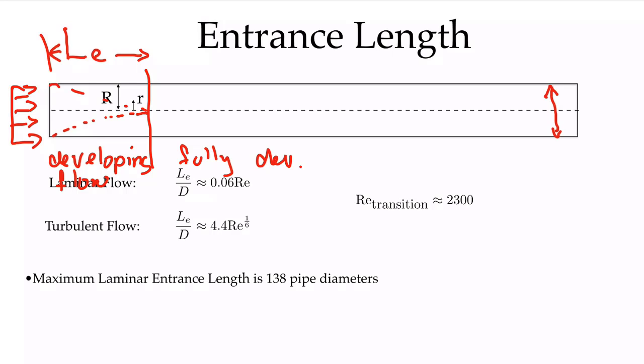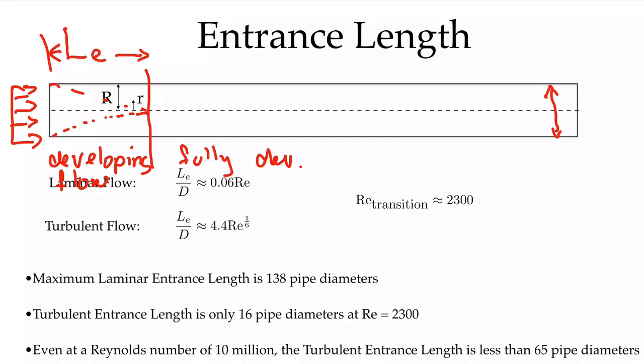And if the flow is turbulent, we can ask what is the turbulent entrance length at that same Reynolds number, 2300. If the flow transitions to turbulent there, then it's only 16 pipe diameters. And even if we go up to a very high Reynolds number, of 10 million, using that expression, the entrance length is still only 65 pipe diameters.